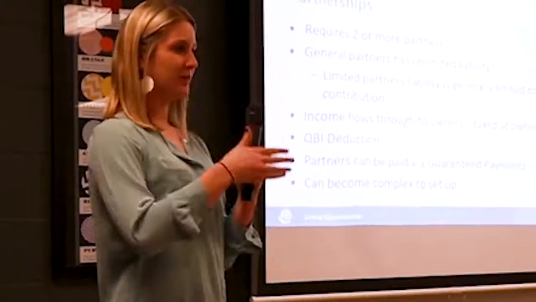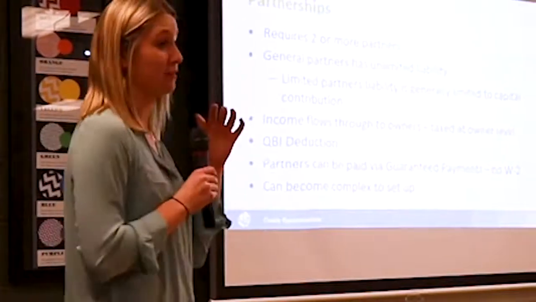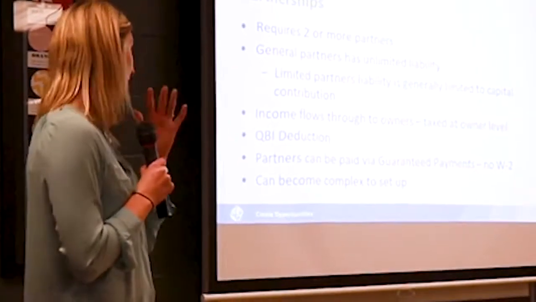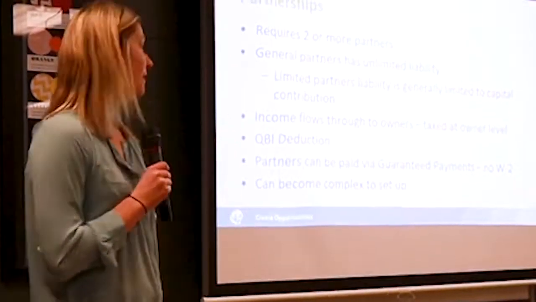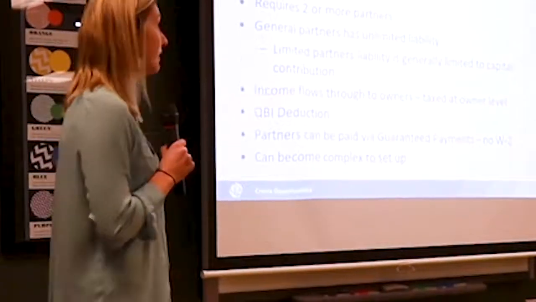Partnerships, they can start out really easy. You just have two partners, 50-50, everything's split 50-50. They have the ability to get really complex, very intricate with how things get allocated and such like that. They really can vary a lot.